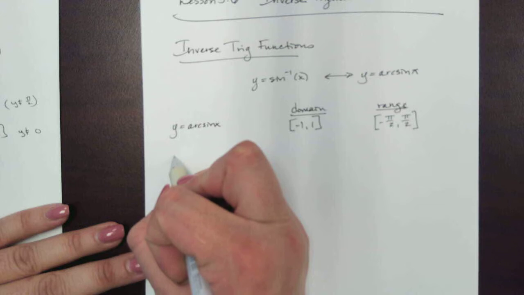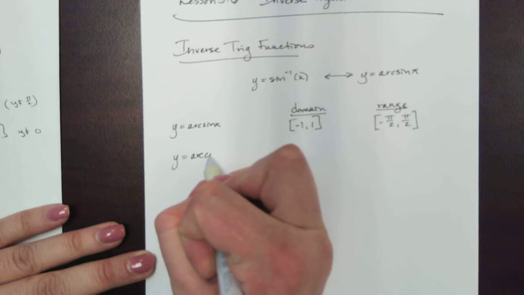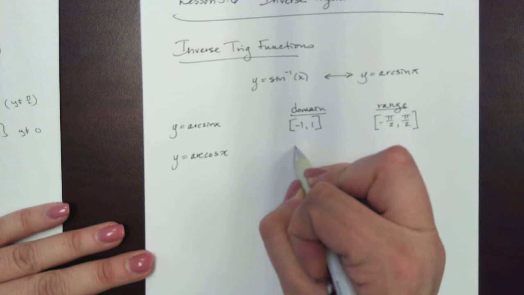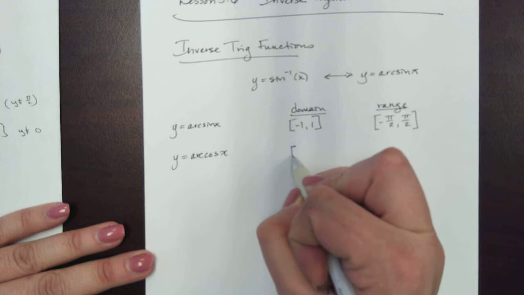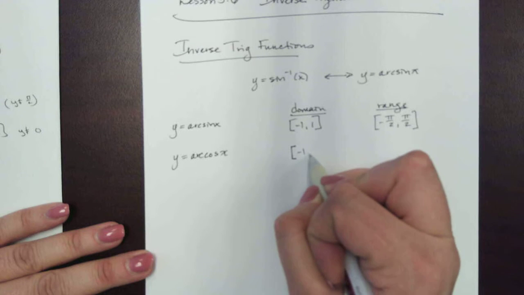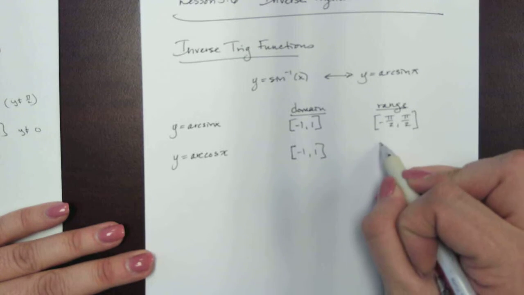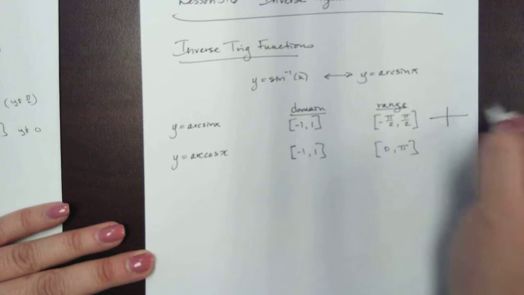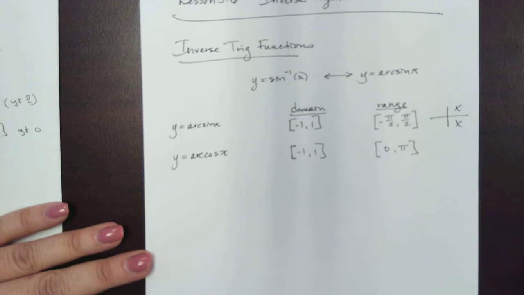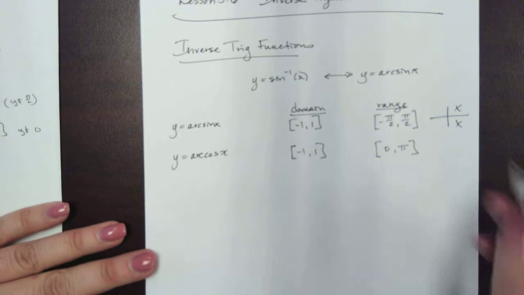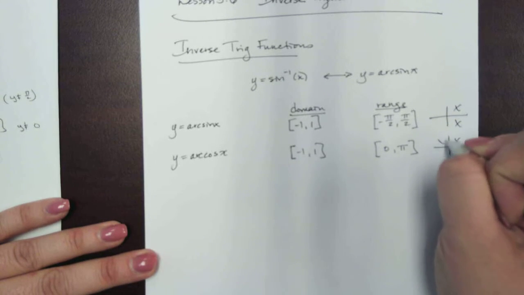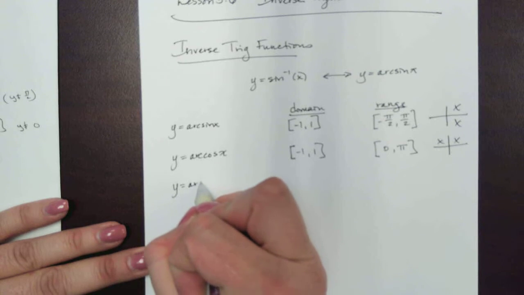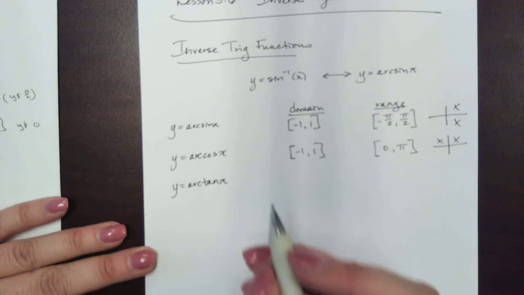Y equals arc cosine x. Domain, what do you think it is? Domain is negative 1 to 1, just like sine. Range is 0 to pi. 0 to pi. Okay, we can go in and put the x's. Let's do that. So arc sine, 1 and 4, arc cosine, 1 and 2. Okay. And then we have y equals arc tangent x.